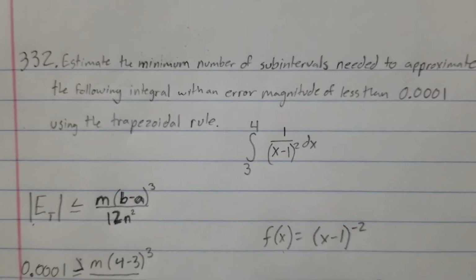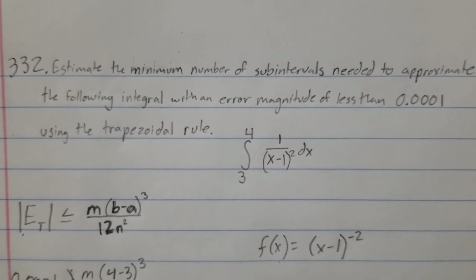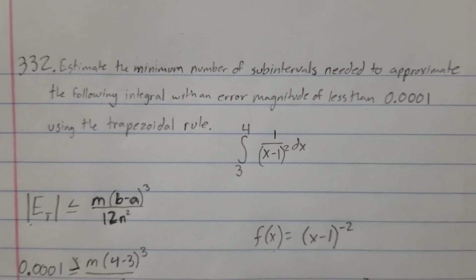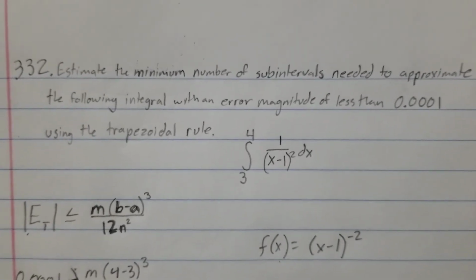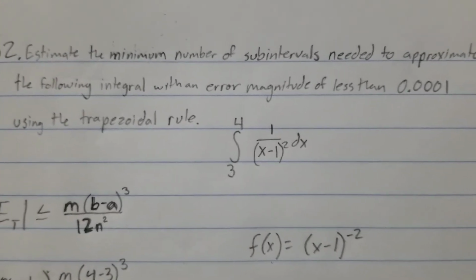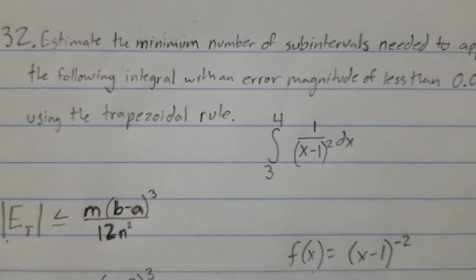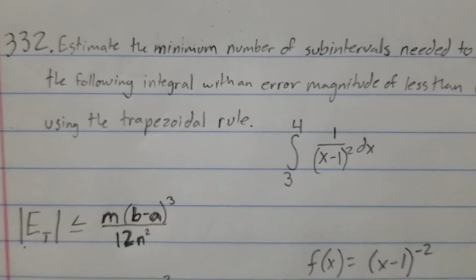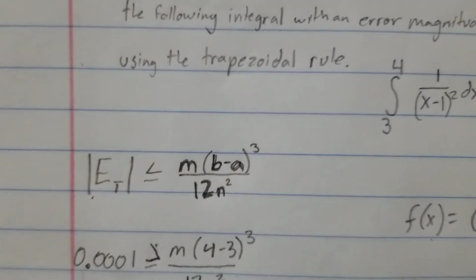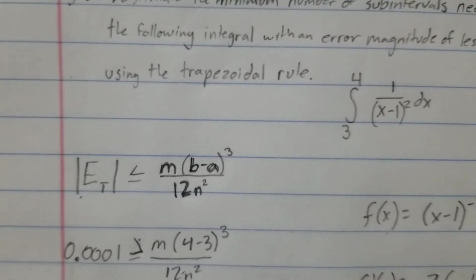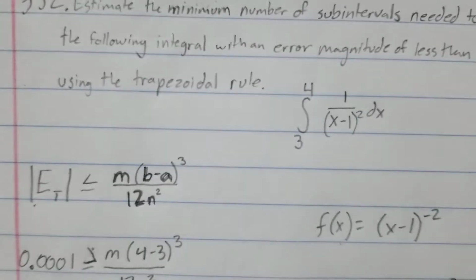Problem 332, we should estimate the minimum number of subintervals needed to approximate the integral with an error magnitude of less than 1/10,000th using the trapezoidal rule. This is our integral of the function 1 over (x minus 1) squared dx between 4 and 3. So we will use this error formula for the trapezoidal rule. Now the b minus a, that's the 4 and 3, our bounds of the integral.